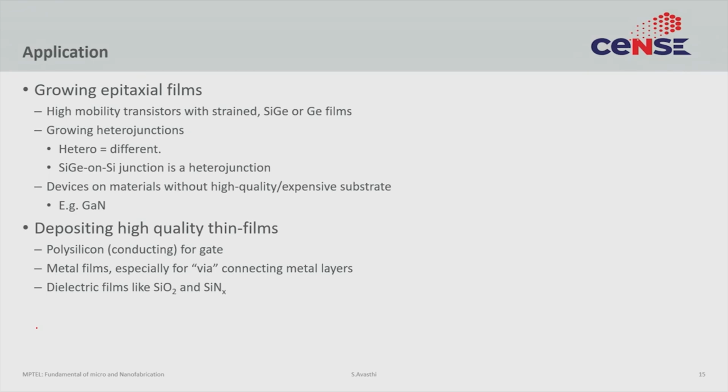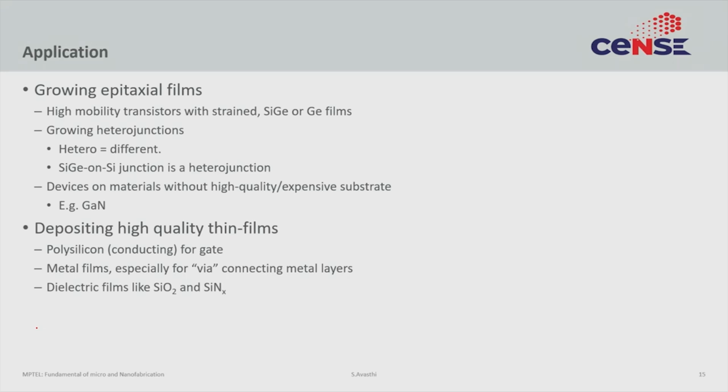Epitaxy, if you do not know, refers to when you grow single crystalline material on top of an existing single crystalline material. So, silicon epitaxy on silicon substrate would basically mean that you have a single crystalline silicon and then you are growing another layer of silicon on top, but that layer of silicon is perfectly lattice matched with the underlying silicon. If the orientation is perfect, if there are no grain boundaries, or if the grains are very large, then you would say that this is an epitaxial growth.